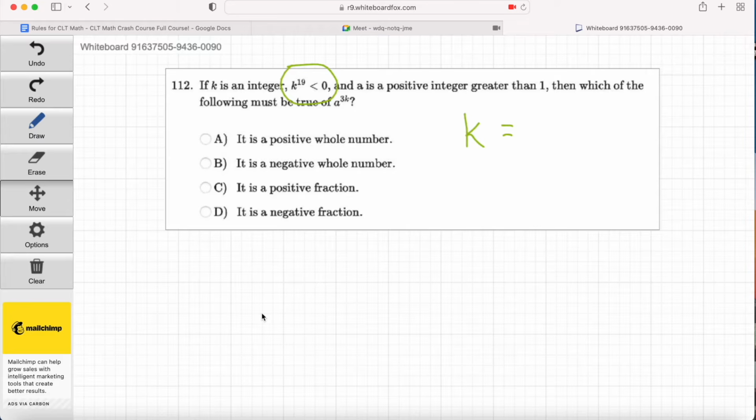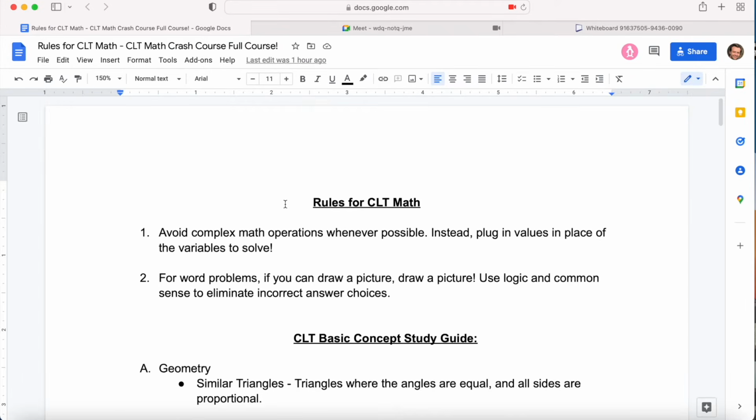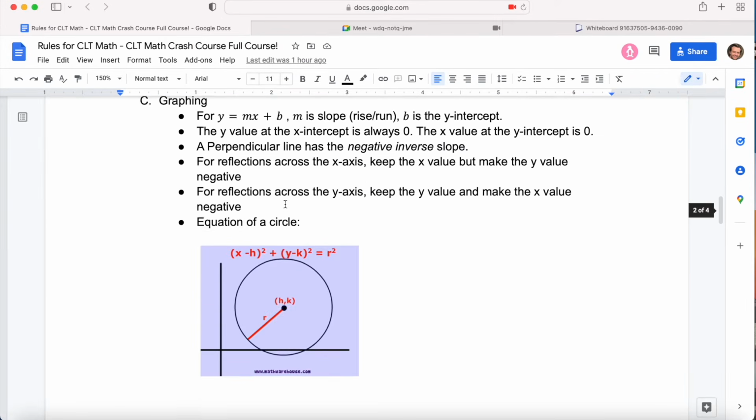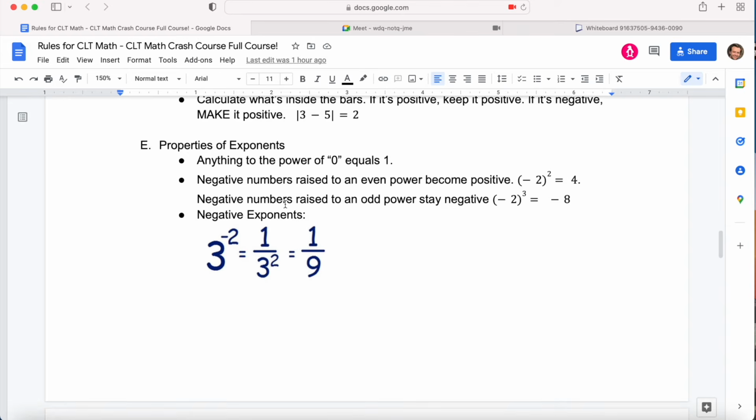I think we might have talked about this in the last session. I want to go back to the basic concept study guide real quick. I've got a section on the properties of exponents. I'm scrolling down right now. Here we go. Go ahead and open that up and scroll down to basic concept E, the properties of exponents. And I want you to read the second bullet point for me, please.